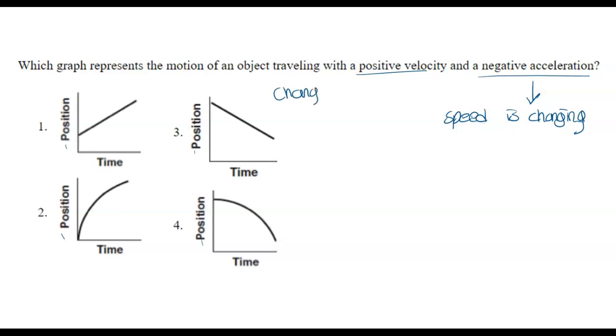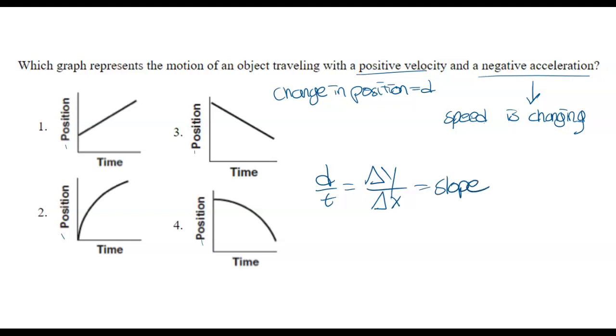Change in position is displacement. So change in position is d, right? And then d divided by t, which is going to be our change in the thing on our y-axis divided by time, which is our change on our thing on the x-axis. So that's a slope.